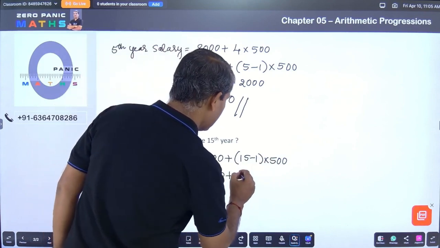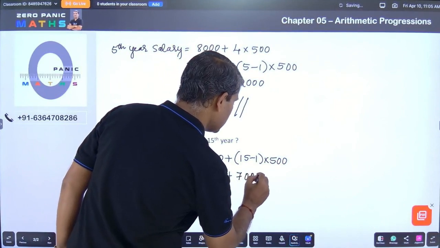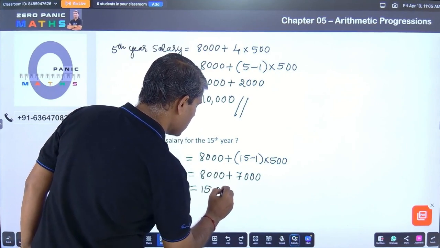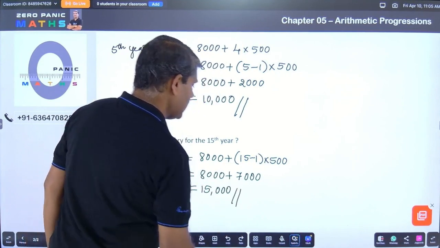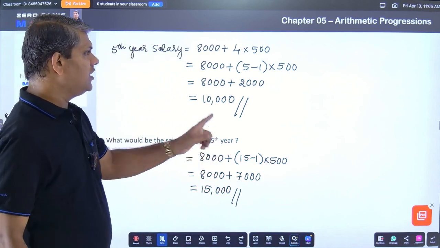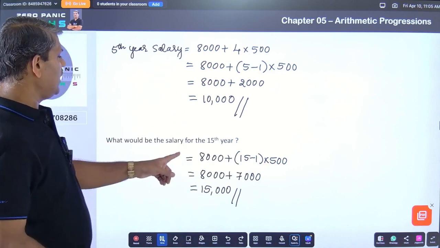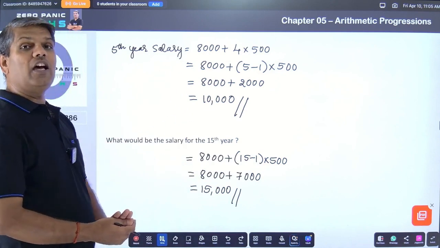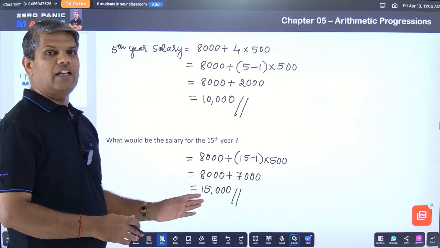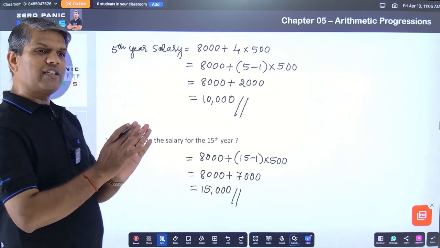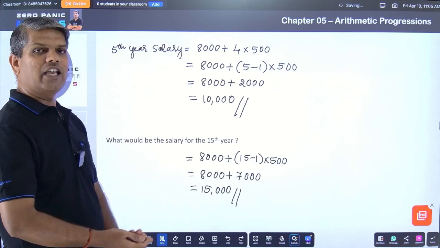Okay, so that is 8,000 plus 15 minus 1, that is 14 into 500, that is 7,000 then. Okay, 7,000 plus 8,000, that is 15,000 at the beginning of the 15th year, right? Is it fine? 15,000 is the salary according to the given knowledge of the first year salary and the increment we have calculated.